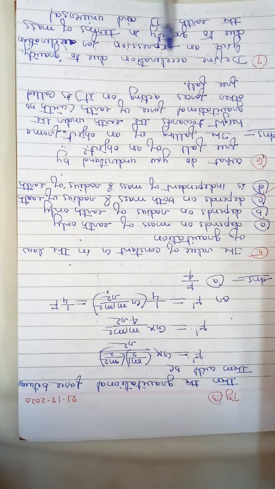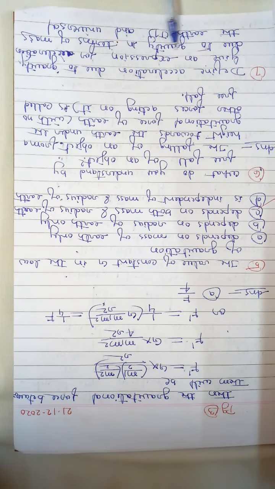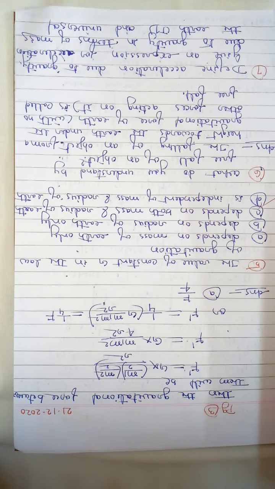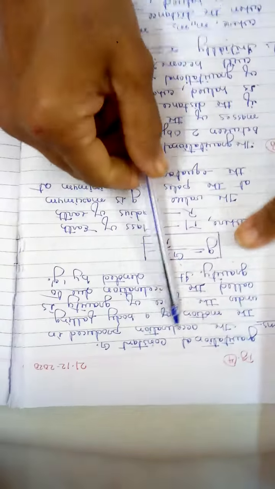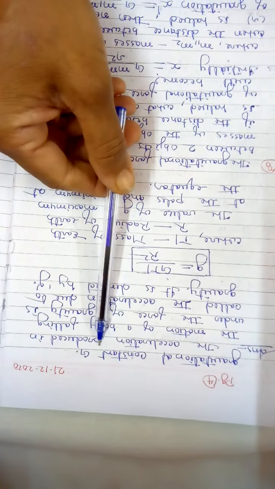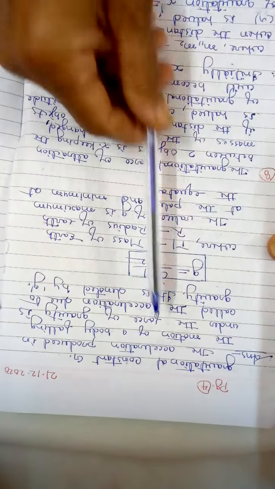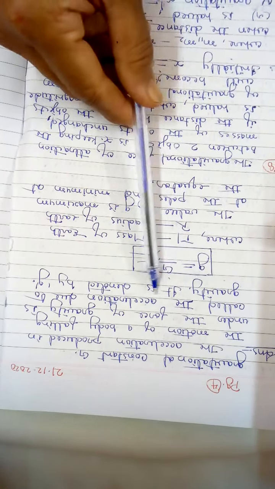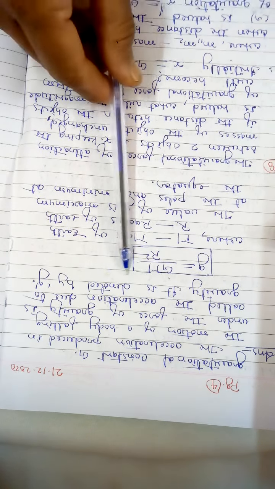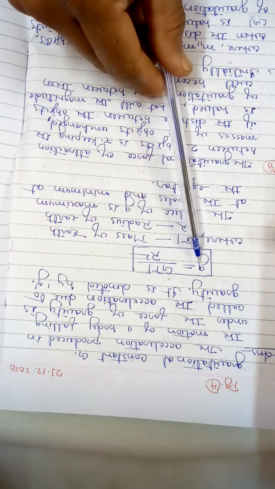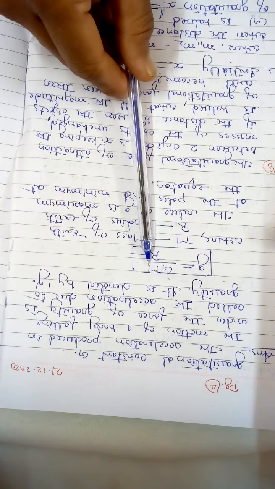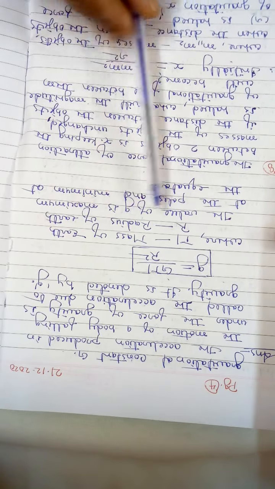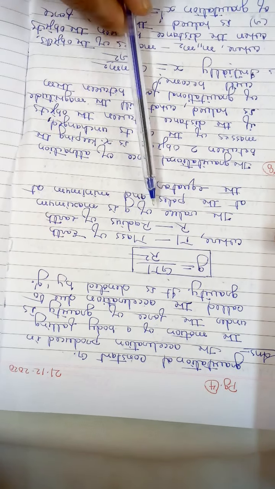Question number 7. Define acceleration due to gravity. Give an expression for acceleration due to gravity in terms of mass of earth, capital M, and universal gravitational constant G. The acceleration produced in the motion of a body falling under the force of gravity is called the acceleration due to gravity. It is denoted by small g, and small g equals capital G M upon r square, where M is mass of earth and r is radius of earth.